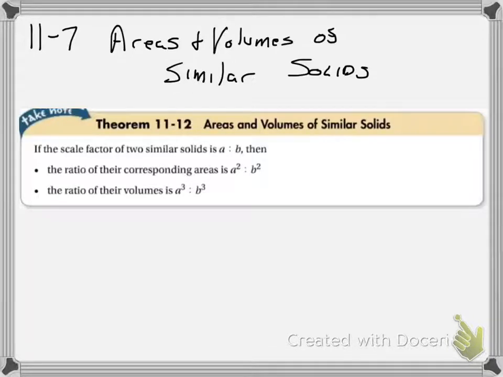11.7 is about areas and volumes of similar solids. We've already talked about areas being a squared to b squared. Just like a to b is your scale factor, area is a squared to b squared. The ratio of volumes is a cubed to b cubed. And we're doing the same thing we did earlier.